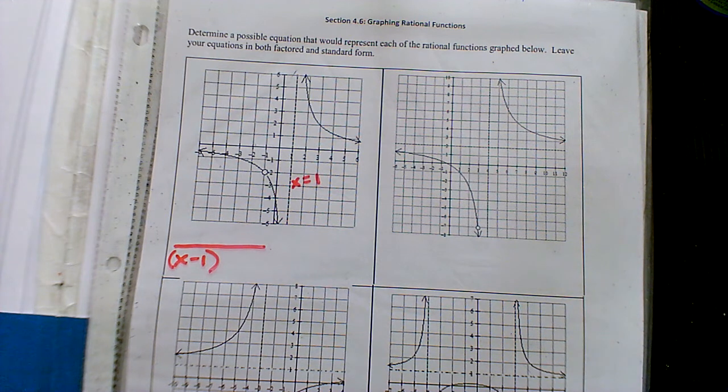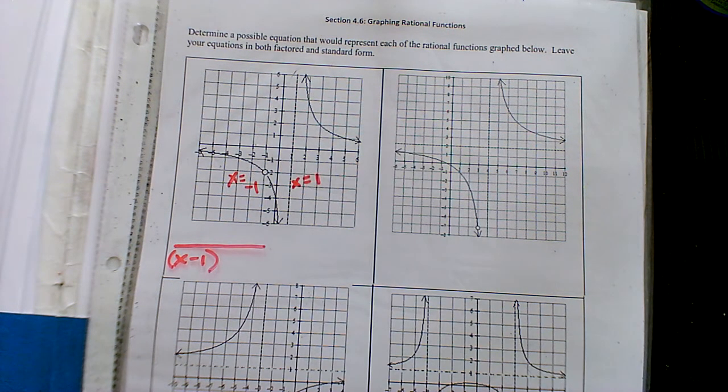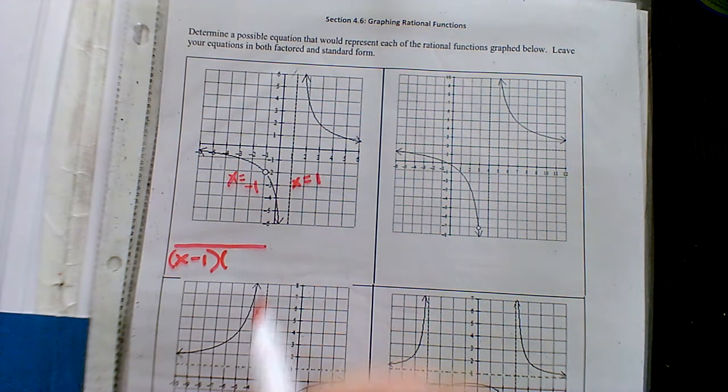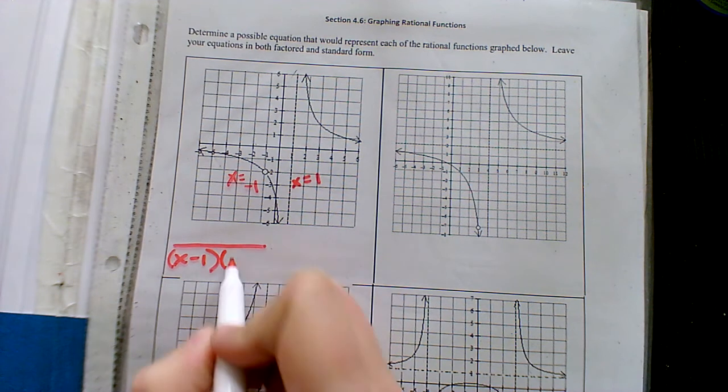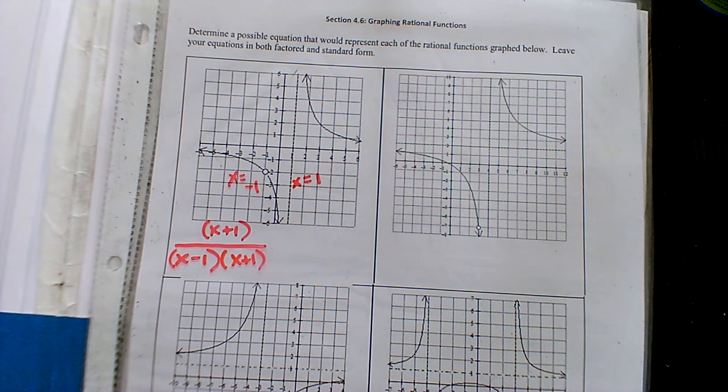Can we pick apart a different characteristic? Good, Lizzie? Okay, so x equals negative 1 is a hole. Think about what the related factor would be and where that factor should show up in our equation. Top and bottom. Okay, so what would the related factor be? X plus 1. Okay.